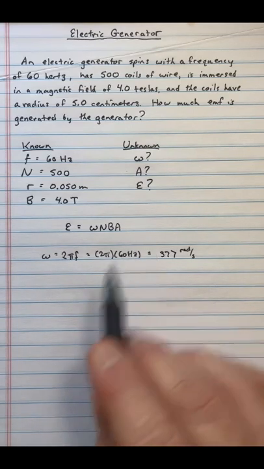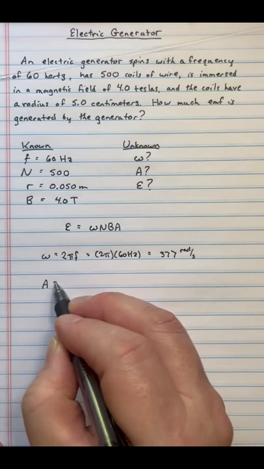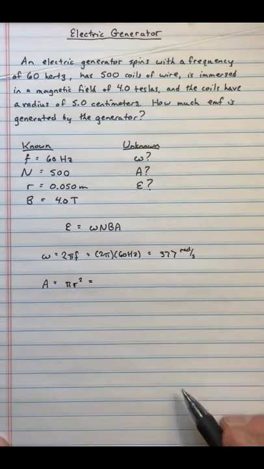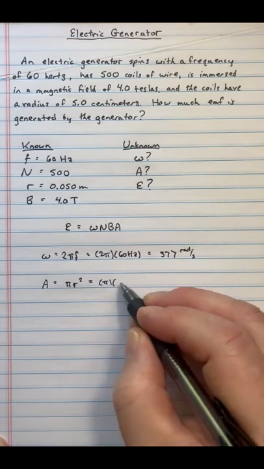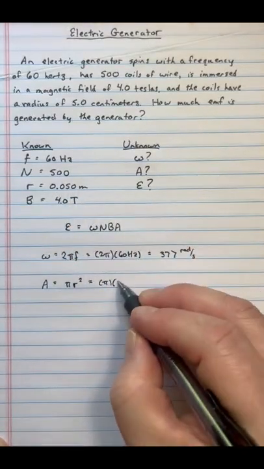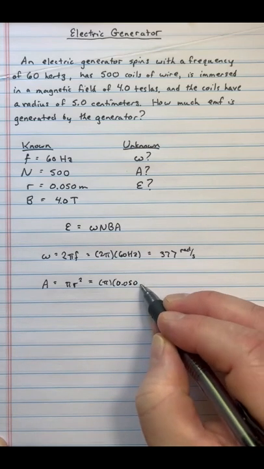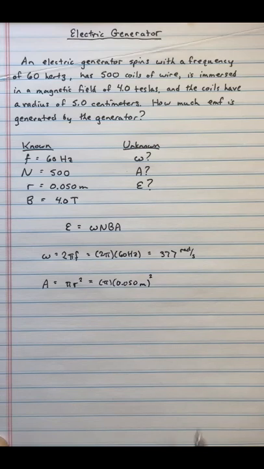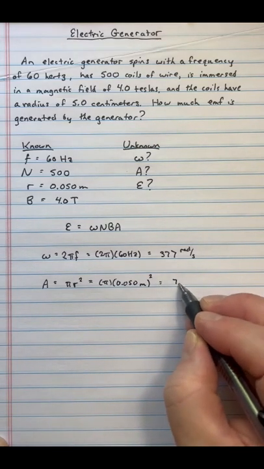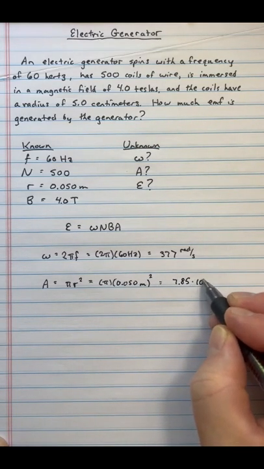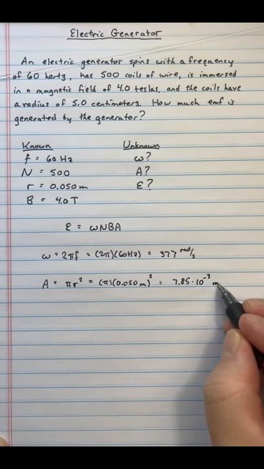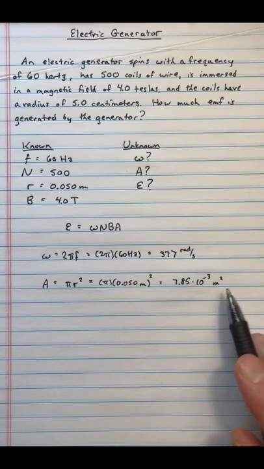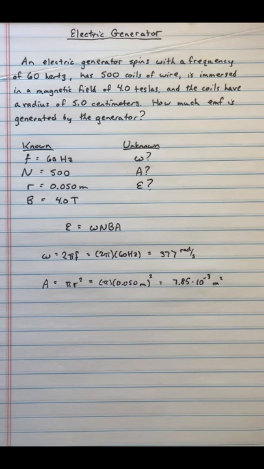All right, what about area? Area of a circle is pi r squared, pi radius squared, right? You might remember that. So pi, now the radius is 5 centimeters, or let's put this in terms of meters, so we have our standard units, 0.05 meters. I have to take that whole thing and square it, and when I do, I get this as my answer. Okay, it looks kind of small, but remember this is units of meters squared, and meters squared is pretty big if you think about it.